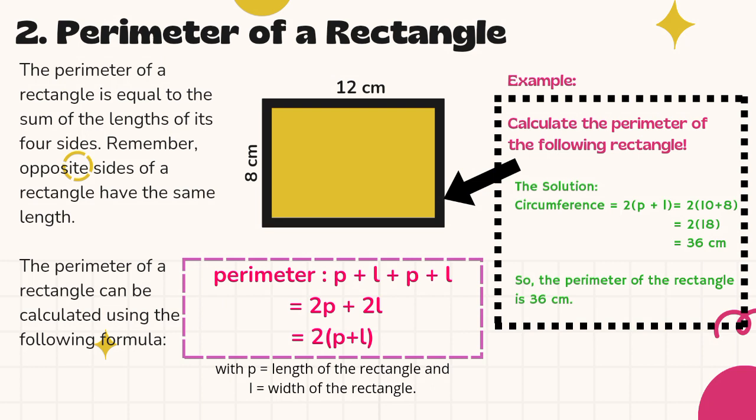For example, calculate the perimeter of the following rectangle. The picture of the rectangle is on the left. So, the solution is perimeter equals 2 bracket P plus L equals 2 bracket 10 plus 8 equals 2 bracket 18 equals 36. So, the perimeter of the rectangle is 36 cm.